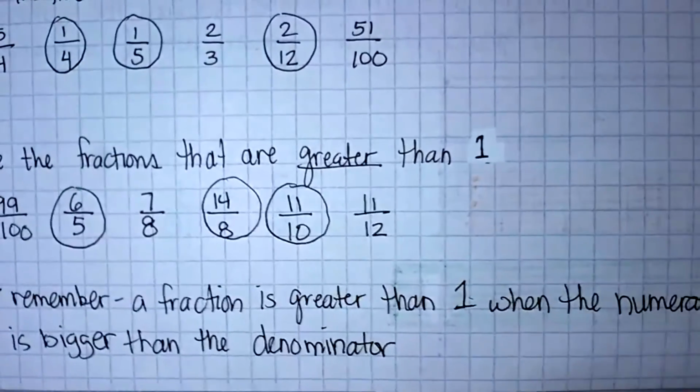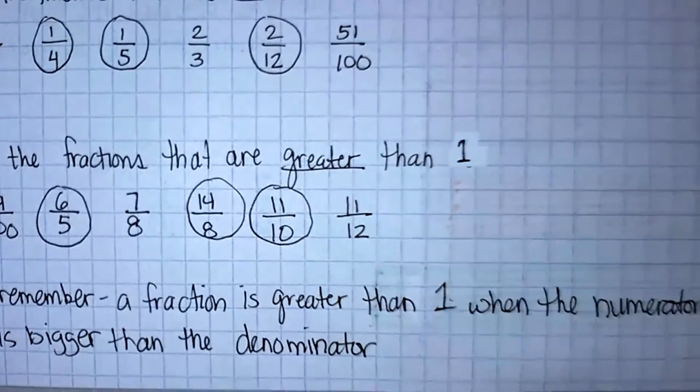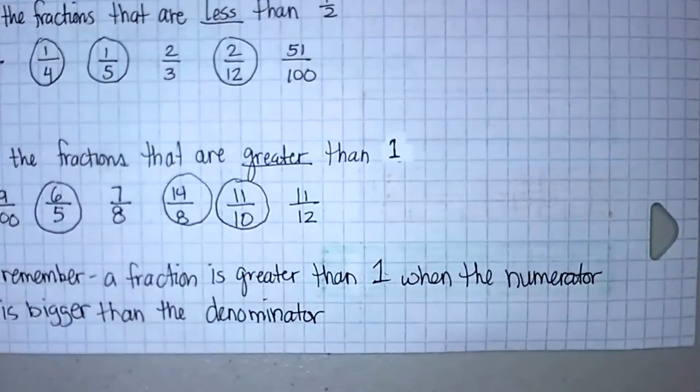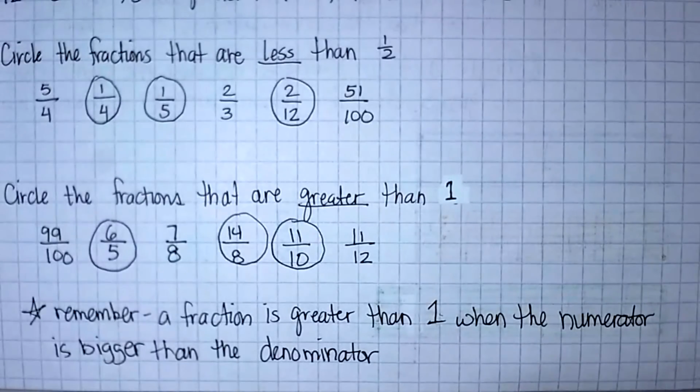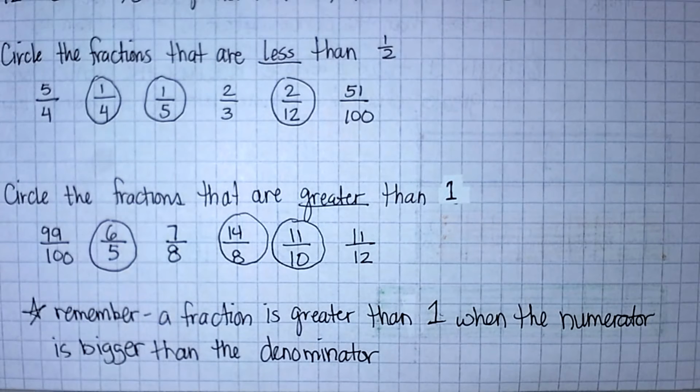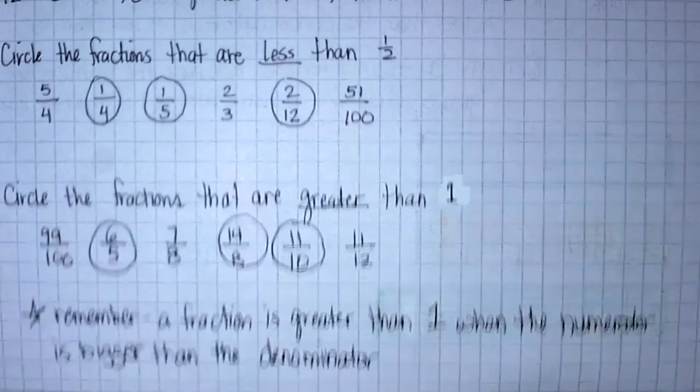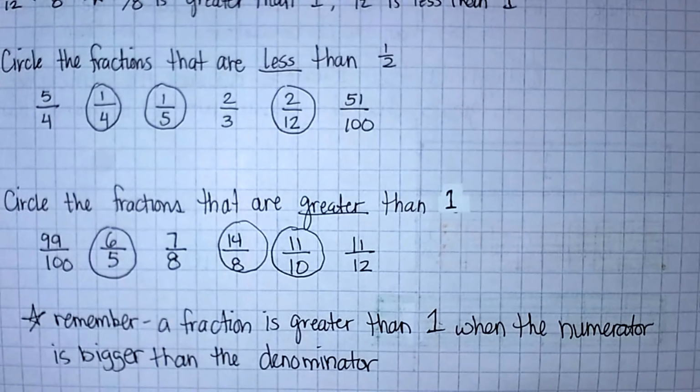Remember, a fraction is greater than 1 when the numerator is bigger than the denominator. As soon as you see that, you know right away that the fraction that you're working with is greater than 1. So make sure you do your work really carefully. Use your benchmarks to help you understand how to do things. I'm also going to be uploading a benchmark fraction strip for you guys to be able to see what I'm talking about. And I'm going to show you what one of them looks like right now.